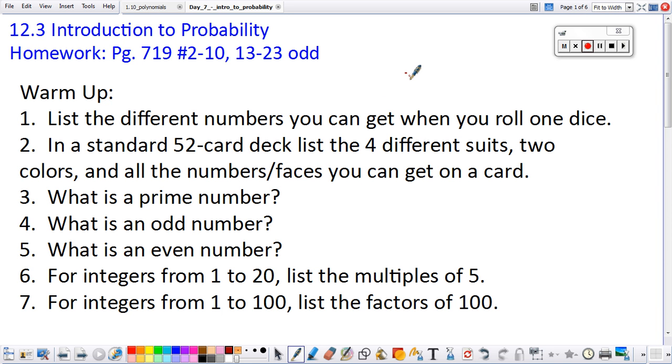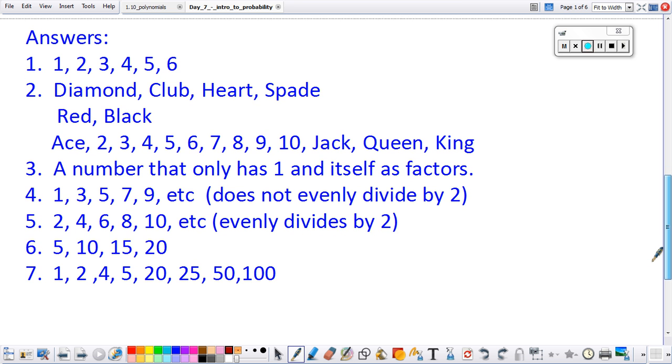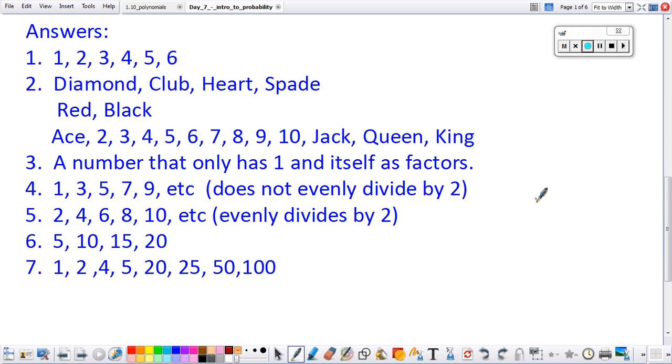Okay, so today is our first day in our probability unit. Some of the common ideas and facts that we're going to need for different problems throughout the unit come from this warm-up. So we're going to pause the video here so you can write these down and answer them. And here are all the answers, so we're going to pause the video again for you to check your answers.